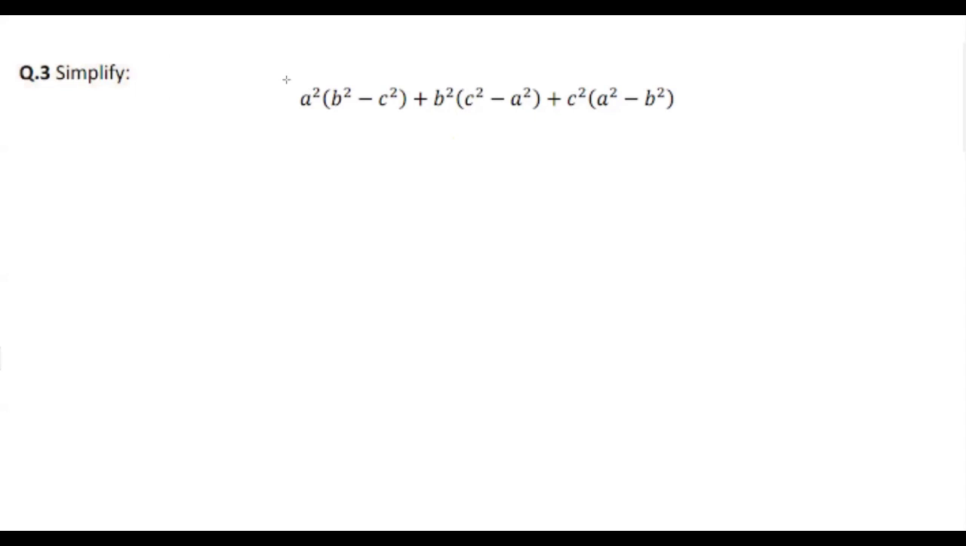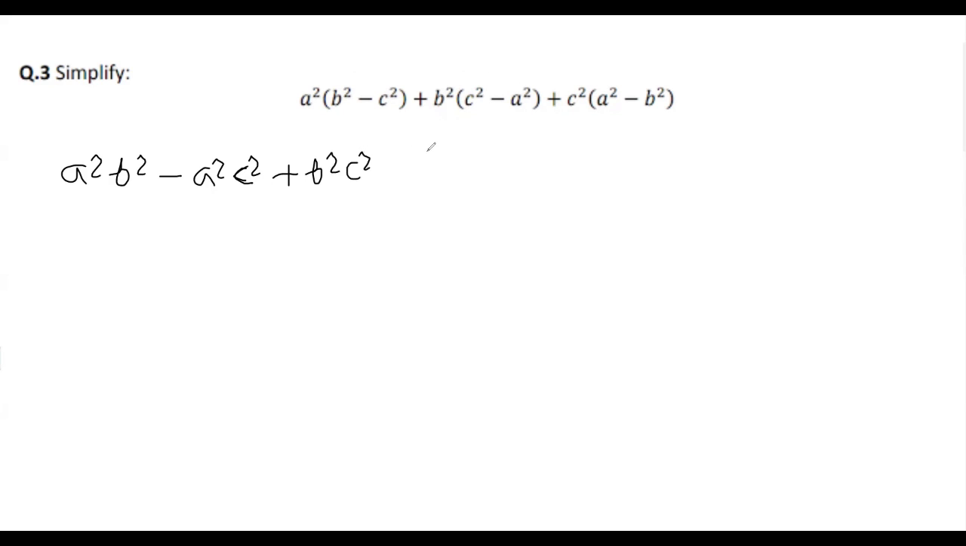Now in question number 3, we have to simplify this algebraic expression. So to solve it, we are going to apply the distributive property, like this multiplied by this. If I multiply a square by b square, we'll get a square b square. A square multiplied by minus c square should give you a square minus c square. Now similarly, positive b square multiplied by c square. What I did, one more time. This is a square minus c square.